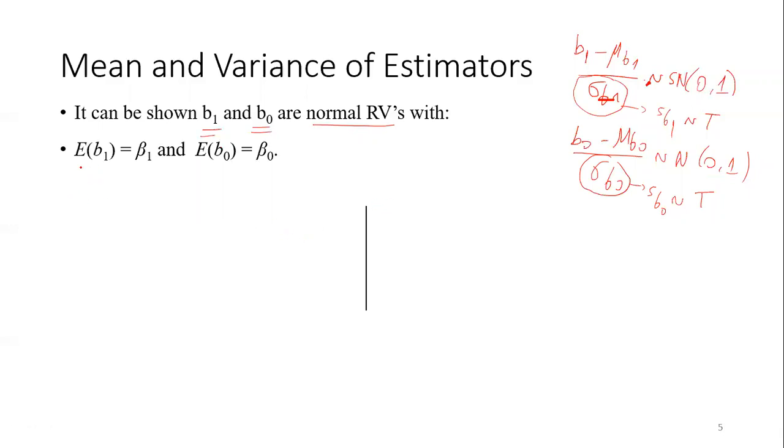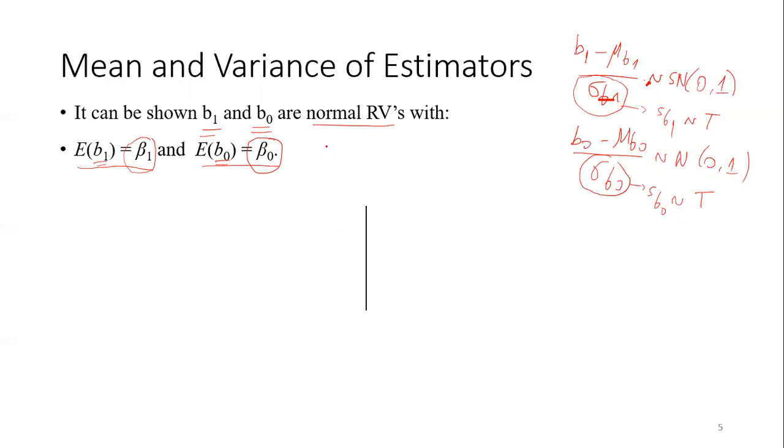It turns out that the expected value of b1 is beta 1, and the expected value of b0 is beta 0. So remember, what does this mean? It means that b1 is an unbiased estimator of beta 1 and b0 is an unbiased estimator of beta 0, again, given that the assumptions are correct.